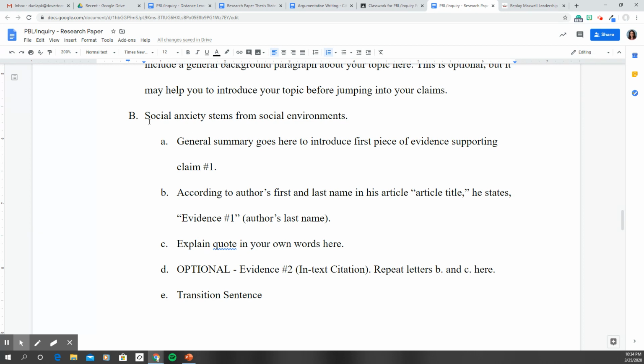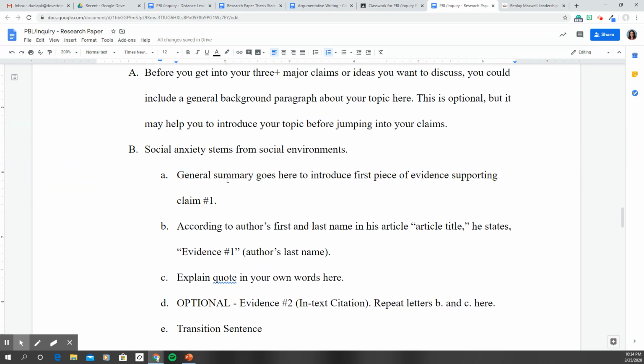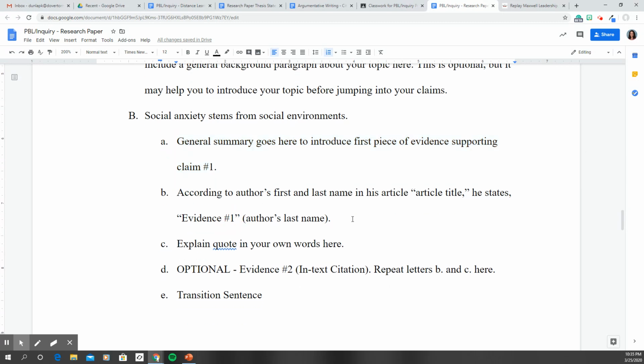All right, so we've got our topic sentence here, okay? Right here is your first S of that SCC method, setup. So general summary goes here to introduce the first piece of evidence supporting your idea, okay? So he says social anxiety stems from social environments. Well, he's going to tell me a little bit about that. What are the social environments? What does this actually mean? And then look how easy I made this for you. You're going to go right into citing where he got this idea from, a direct quote or paraphrase or whatever it is to back up his topic sentence here.